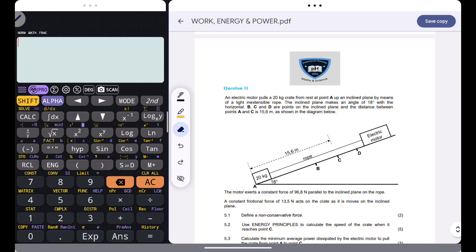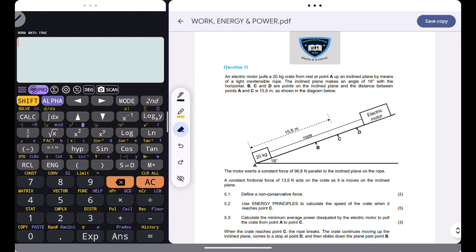Okay, we are told that an electric motor pulls a 20 kg crate from rest at point A up an inclined plane by means of a light inextensible rope. The inclined plane makes an angle of 18 degrees with the horizontal. Then we are told that B, C, and D are points on the inclined plane, and the distance between A and C is just 15 meters as shown in the diagram below.